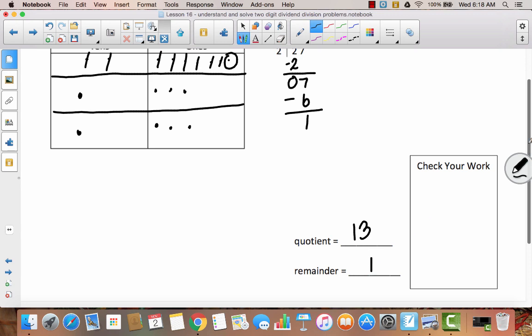So now I'm going to check my work again. I'm going to take my quotient, which was 13, and I'm going to multiply that by my divisor. I was dividing by 2, so this time I'm going to multiply by 2. So 13 times 2 gives me 6 1s and 2 10s, which is 26. I'm going to add my remainder, which gives me 27. So if my answer here matches my whole up here, then that means that my answer is correct.